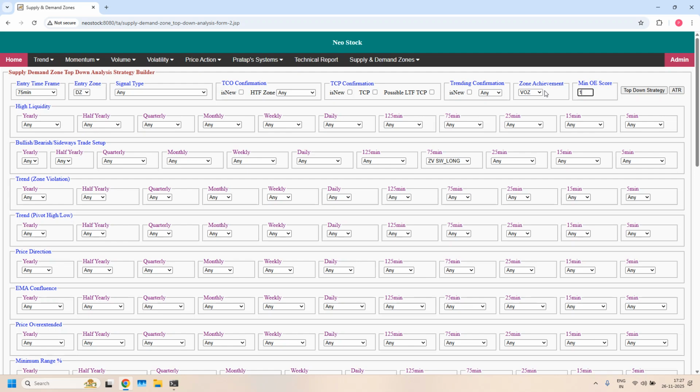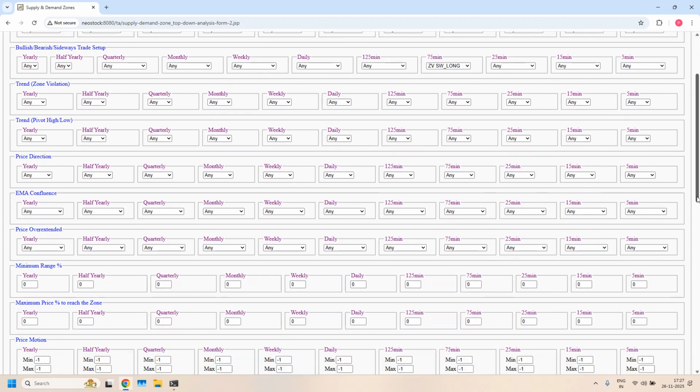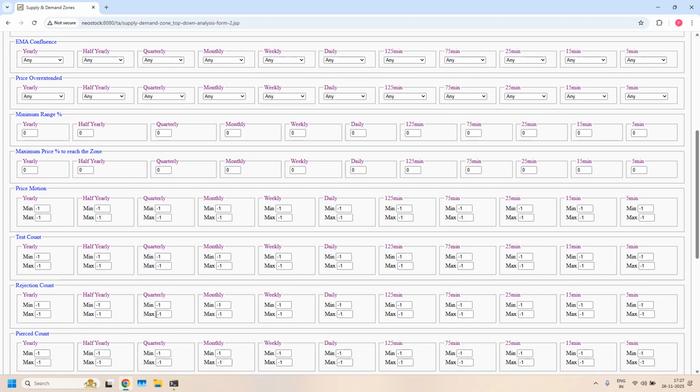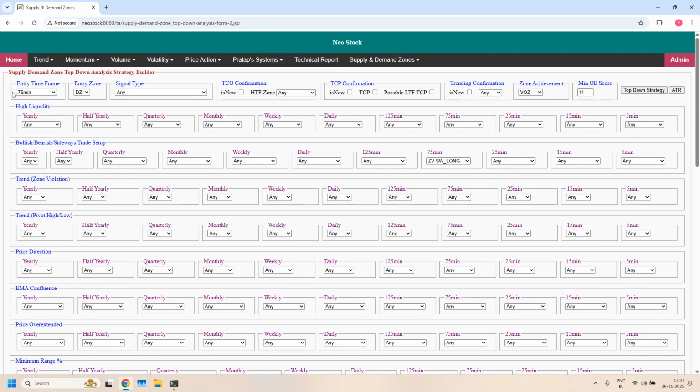Minimum order enhance score 11 for sideways. And also the 75 minutes demand zone should not be pierced. So in the pierced count parameter at 75 minutes time frame, minimum value 0, maximum value 0. That means pierced count is 0. Pierced count 0 means the zone is not pierced. Which zone? Whichever zone you select here. So I selected the 75 minutes demand zone, so it won't be pierced.